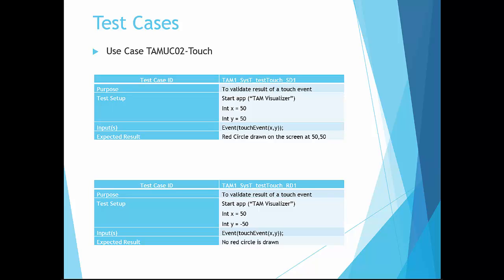In the sunny day use case, we can see that the visualizer is started, an input at coordinates 50, 50 is created, the touch event is sent, and a red circle is drawn on the screen at the coordinates 50, 50. In the rainy day test case, we can see that the visualizer is started, the input is given as 50 and -50, and the event is passed. Since the Y coordinate is a negative number and the screen goes from 0 to the maximum number of pixels allowed in the screen, no red circle is drawn.